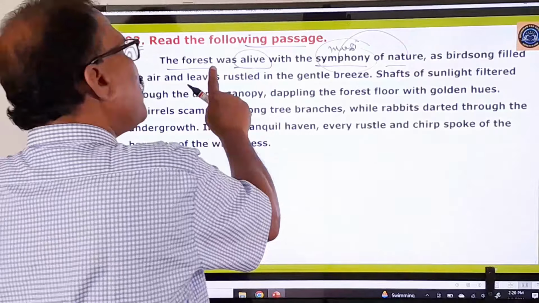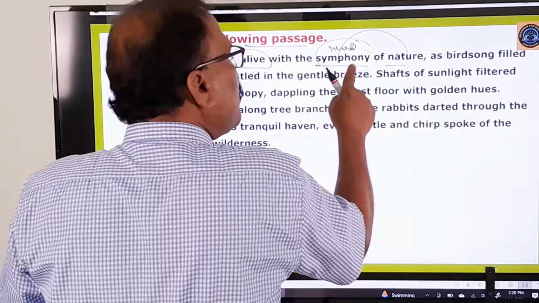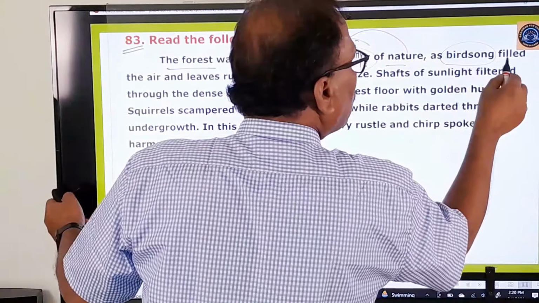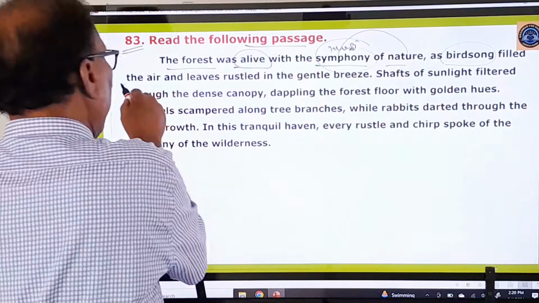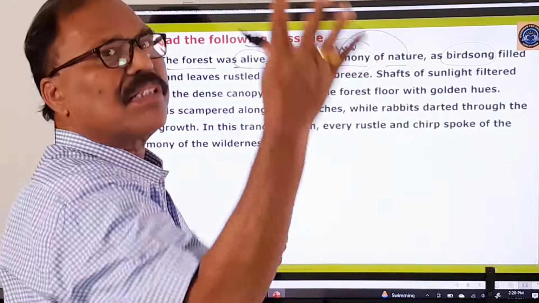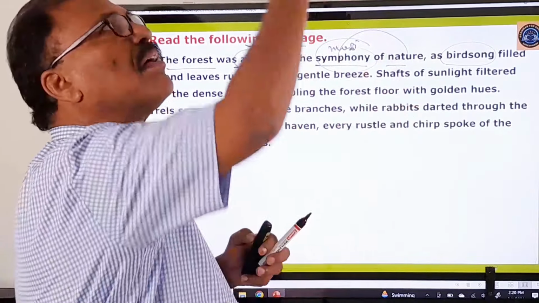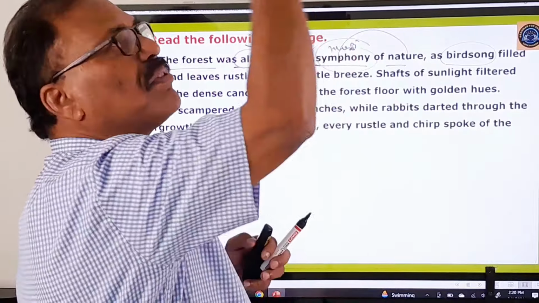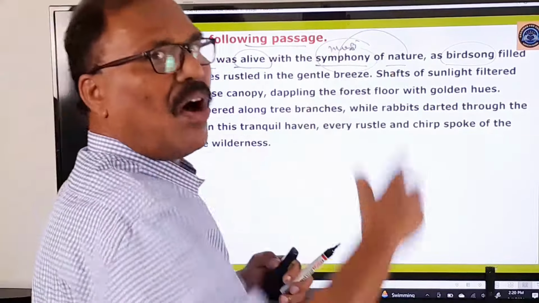So here the forest was buzzing with the music of nature, as bird song filled the air. Bird songs means all the birds are making some kind of sound. That is called the cacophony of the birds.